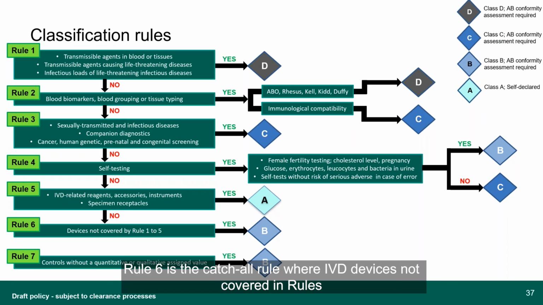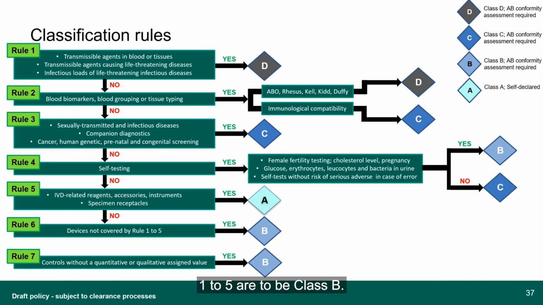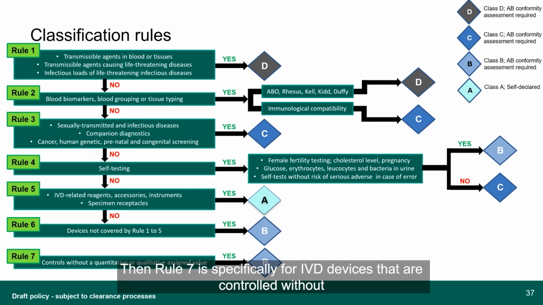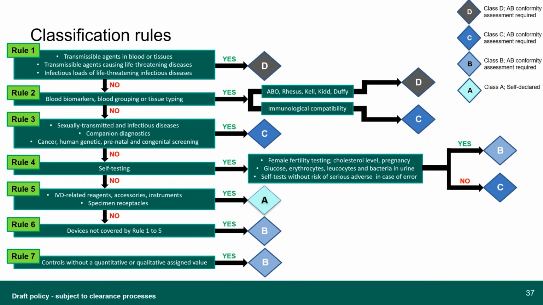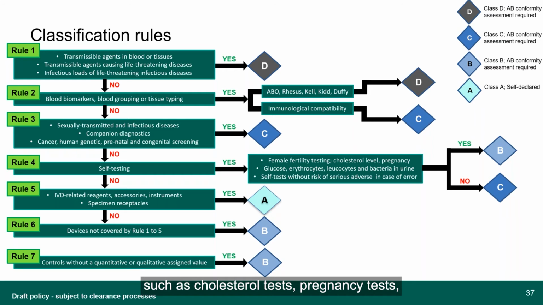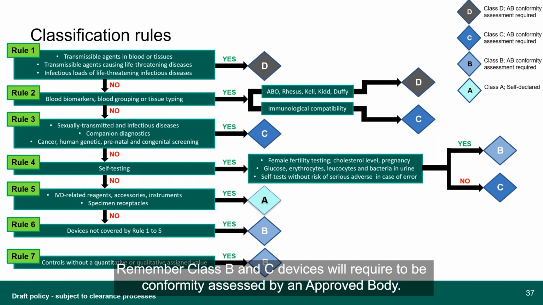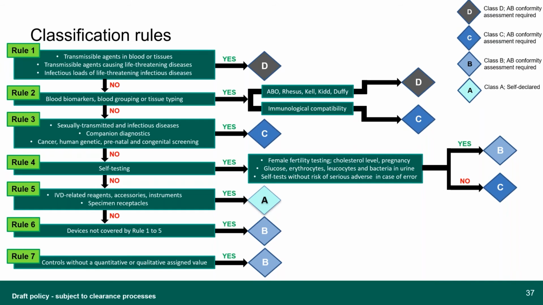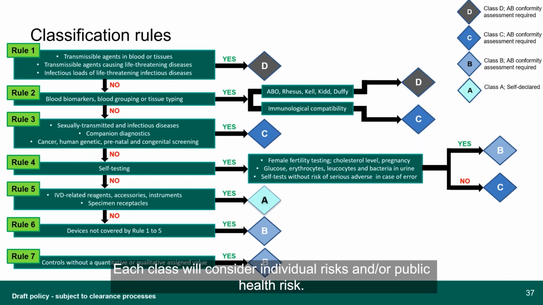Rule 6 is the catch-all rule, where IVD devices not covered in Rules 1 to 5 are to be Class B. Then Rule 7 is specifically for IVD devices that are controls without a quantitative or qualitative assigned value. These will be Class B. Please note Rule 4 is for self-test IVD devices, and these devices will be a future Class C, except, of course, for already established self-test devices, such as cholesterol tests, pregnancy tests, and glucose tests, and all of these will be Class B. Remember, Class B and C devices will be required to be conformity assessed by an approved body. Each class will consider individual risks and/or public health risk.